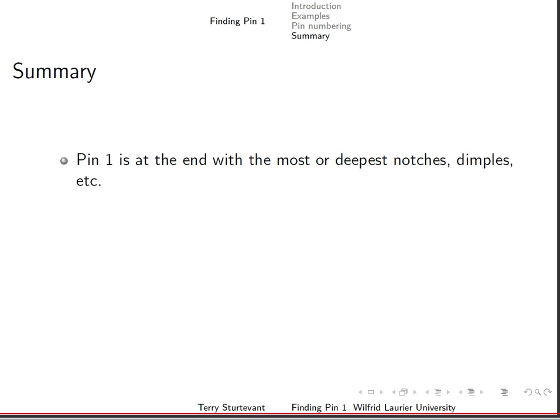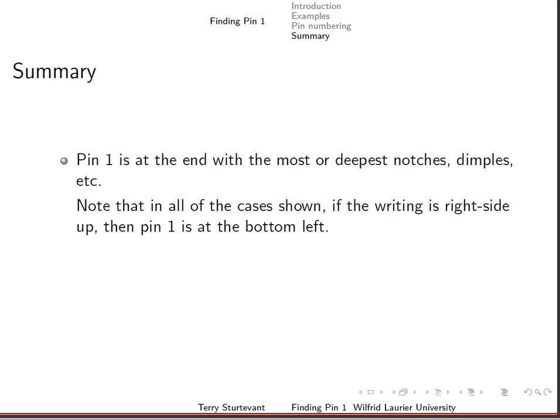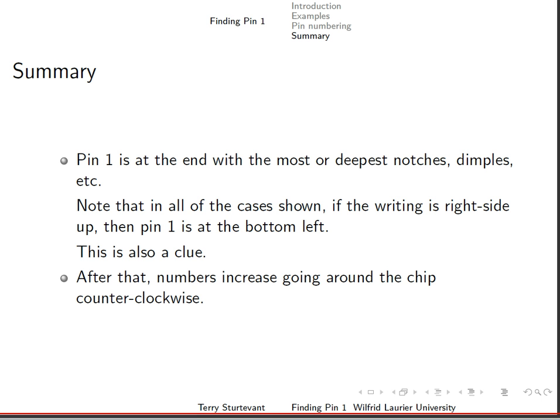So in summary, pin 1 is at the end with the most or deepest notches, dimples, or whatever. Note that in all cases shown, if the writing is right side up, then pin 1 is at the bottom left, so you can also use that as a clue. Finally, once you know where pin 1 is, after that the numbers increase going around the chip counterclockwise.